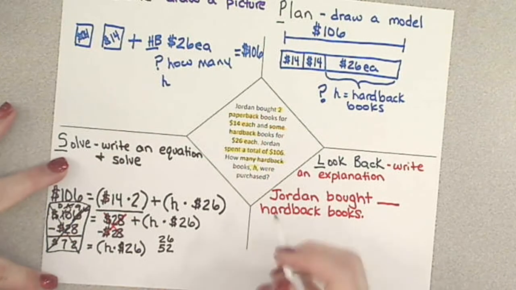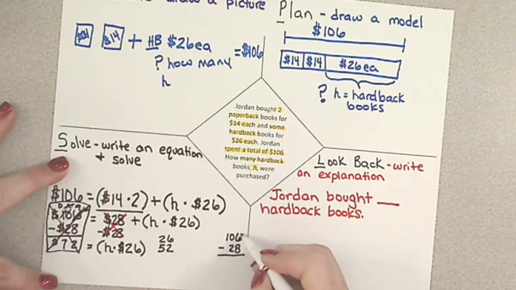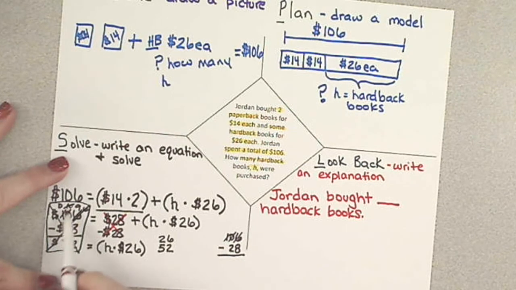So I need to resubtract 106 minus 28. So now I need to think about this logically. And I know what I did. When I regrouped from the tens place to the ones place, I put it as 10 instead of 16.